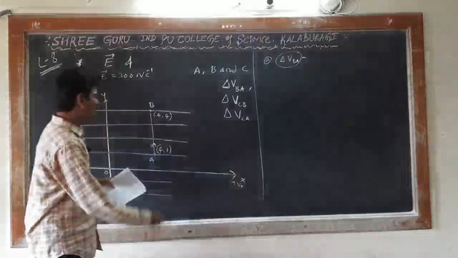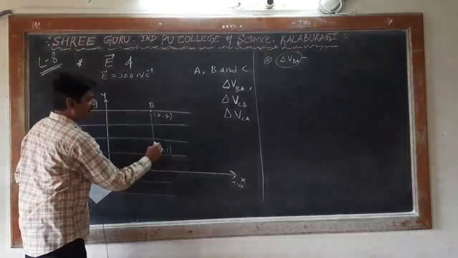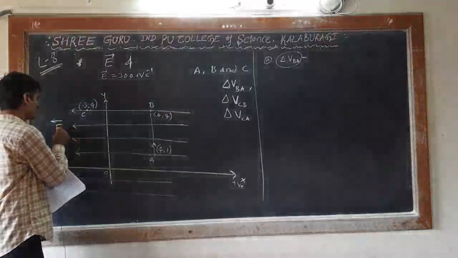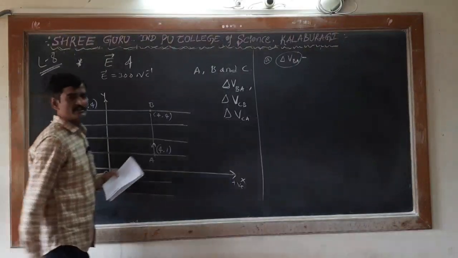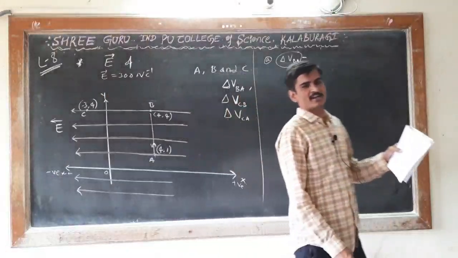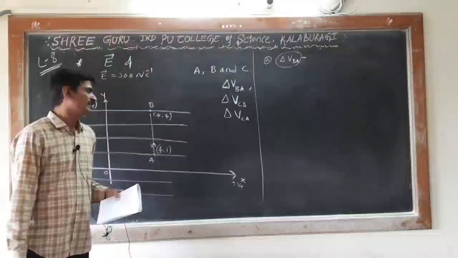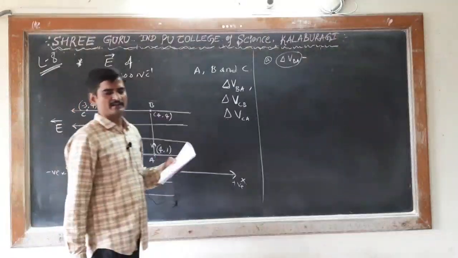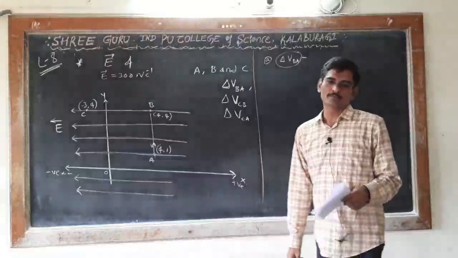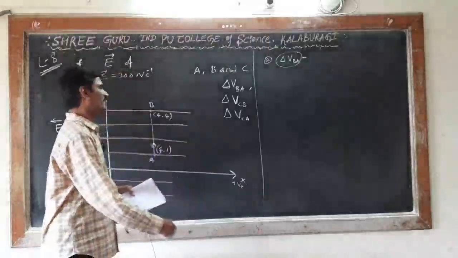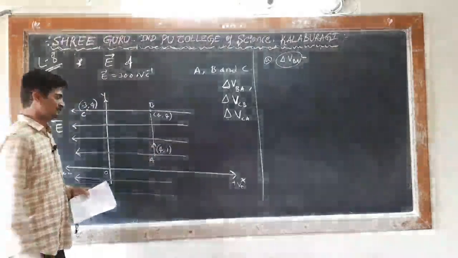Why? Because the displacement of the charge is perpendicular to the direction of electric field. Remember that? Whenever the displacement of the charge is perpendicular to the direction of electric field, then work done is 0. There is another way of remembering this point, or else you can tell it like this also.